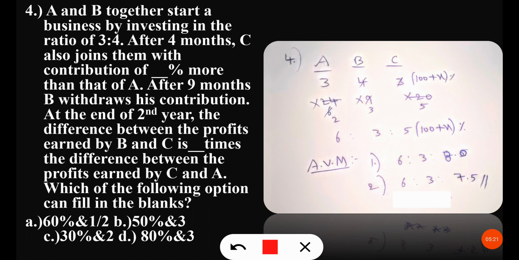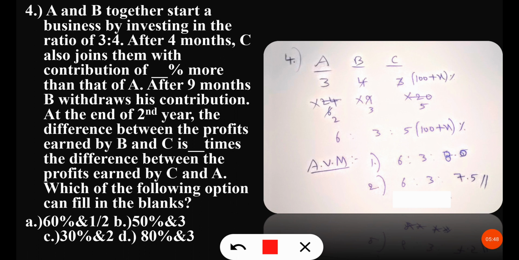A and B together started a business by investing in the ratio of 3:4. After 4 months, C also joins them with a contribution of X% more than that of A. After 9 months, B withdraws his contribution. At the end of the second year, the difference between the profits earned by B and C is dash times the difference between the profits earned by C and A. Which of the following options can fill in the blanks?